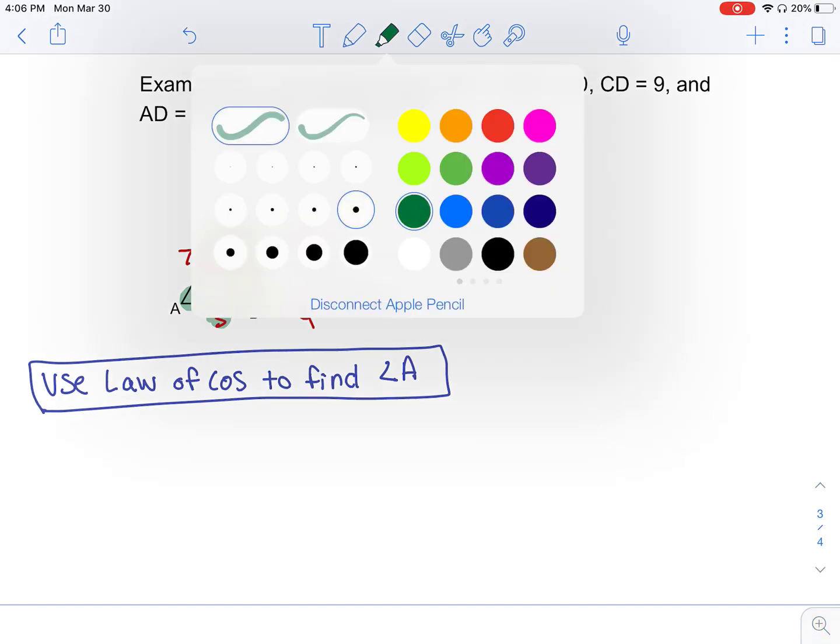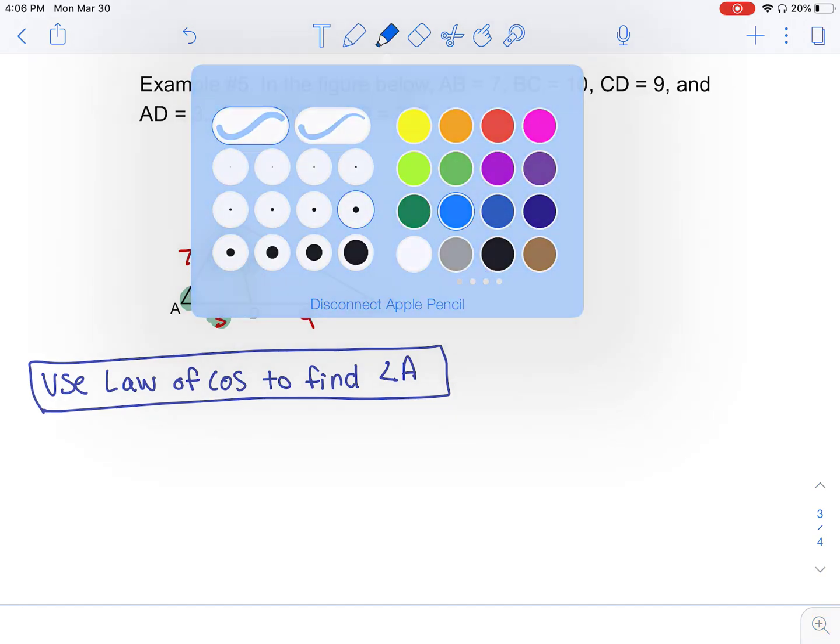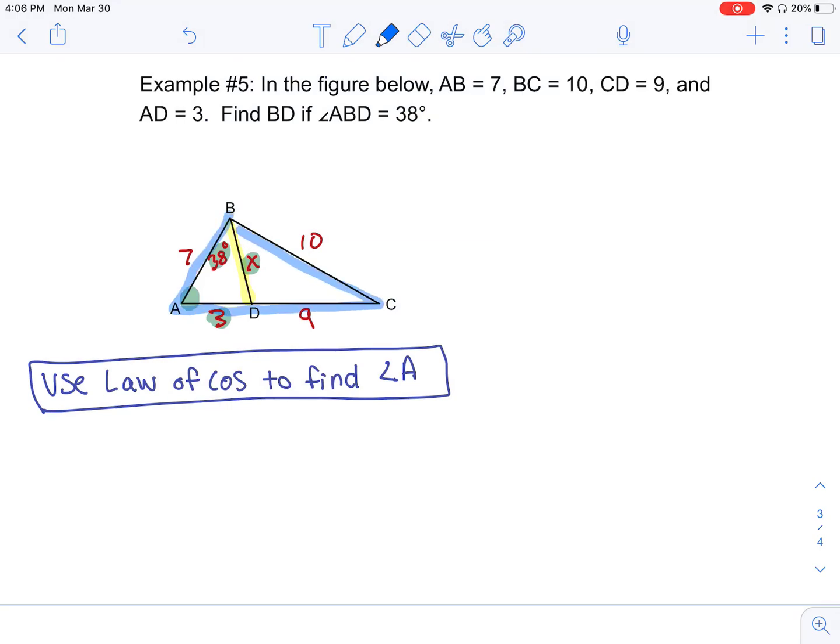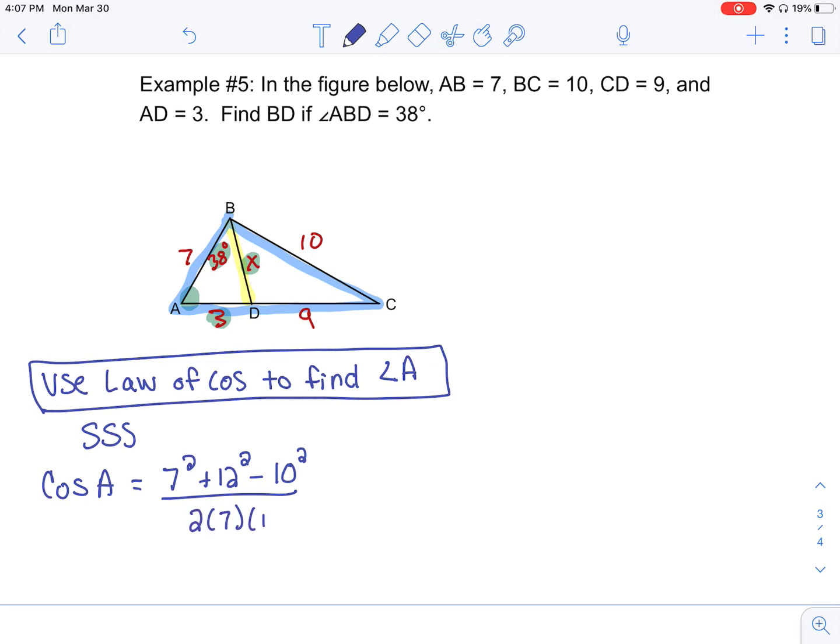I'm going to look at this by looking at the big triangle. If I look at this big triangle, I have a side, side, side situation, so I can use law of cosines to find angle A. Cosine of A is going to be equal to, I'm going to look at the two sides that make up angle A, so it's 7 squared plus 12 squared, subtract the side opposite the angle I am trying to find, all divided by 2 times 7 times 12.